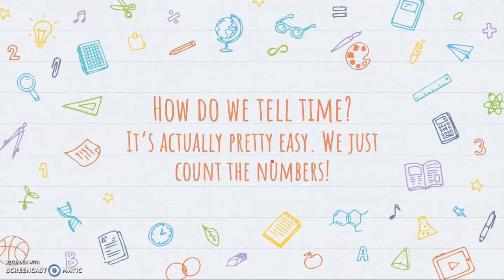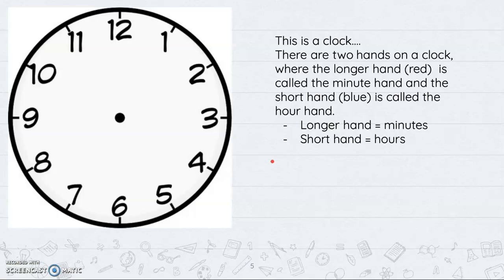Okay, so how do we tell time? So this is a clock, and with telling time, it's important to understand where everything is. Let's first mark where the numbers are. Going from top and moving towards the right, we label the numbers 1 to 12. So we know that the red hand is the longer hand, which is meant to tell the minutes, while the shorter hand is blue, which tells hours. Now that we know where everything is, how do we tell time?